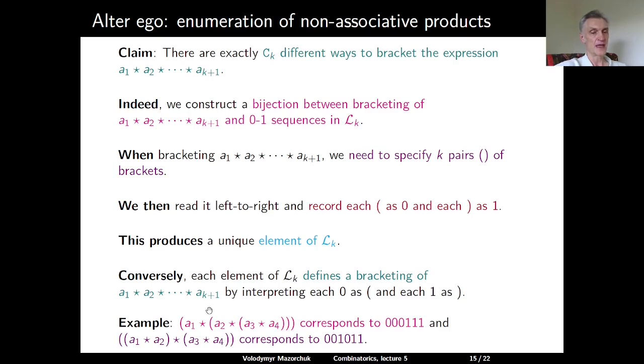For example, if we first multiply a3 and a4, then a2 and then a1, then this bracketing corresponds to 0, 0, 0, 1, 1, 1. Another example, if we first multiply a1 and a2, then a3 and a4, and then multiply them together, then this bracketing gives us 0, 0, 1, 0, 1, 1.